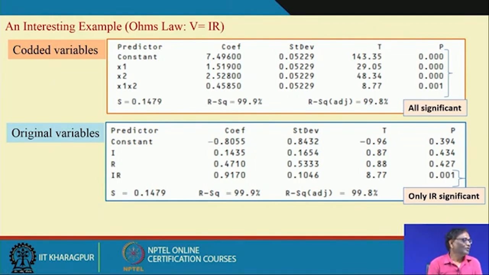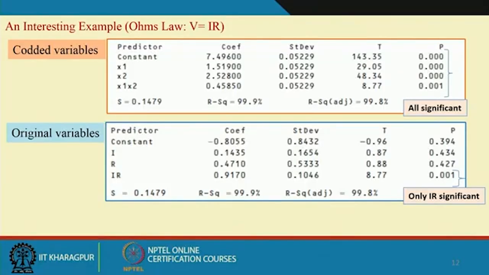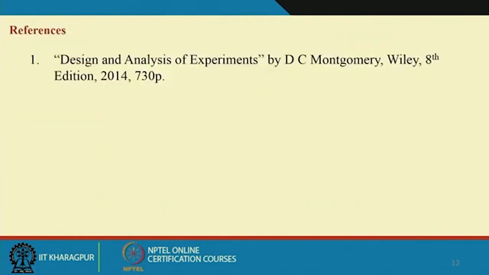So when you analyze experimental data using coded variables, you have to be very careful about the physical meaning of it. Another issue is that when there is such physics behind something, when something is known, that physics is to be taken into consideration while explaining the outputs. And this is true not only for regression but for other models too.